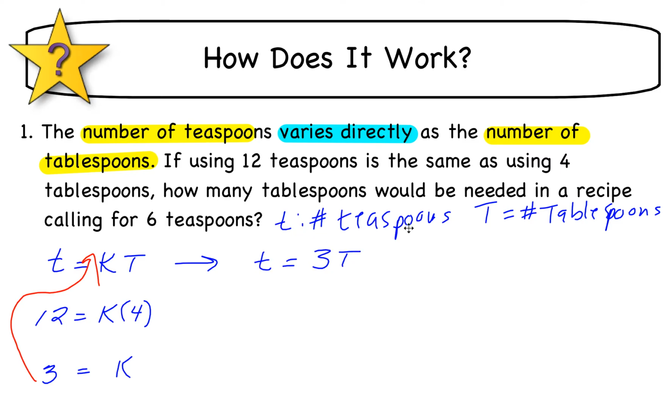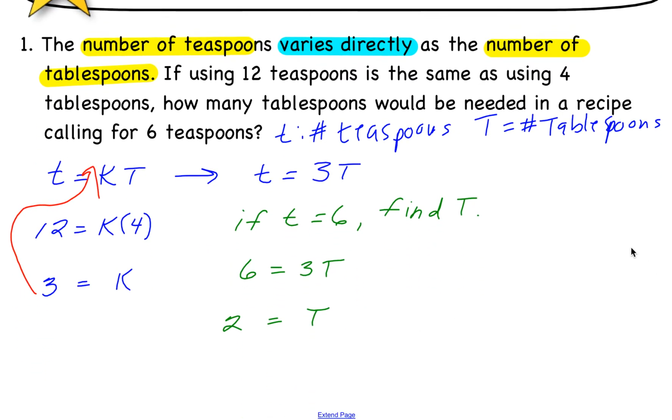Okay, so now we can answer the question, how many tablespoons would be needed? We're looking for big T in a recipe that has 6 teaspoons. So we know little t is 6. We want to find big T. So we're going to just substitute that in. So 6 equals 3 times T. Dividing both sides by 3, we end up with 2 tablespoons.